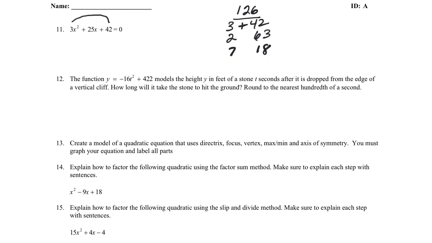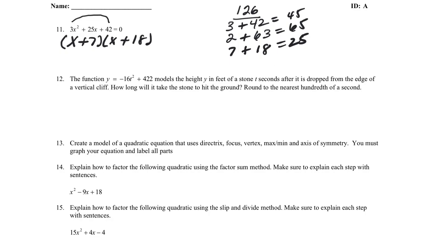So we have 3 plus 42, which gives you 45. That's not going to be it. 2 plus 63, which gives you 65. 7 plus 18, which gives you 25. So that's what we have. So what you're going to do is go ahead and list the binomial factors, x plus 7 times x plus 18. And since we took out the 3, we're going to divide by 3.